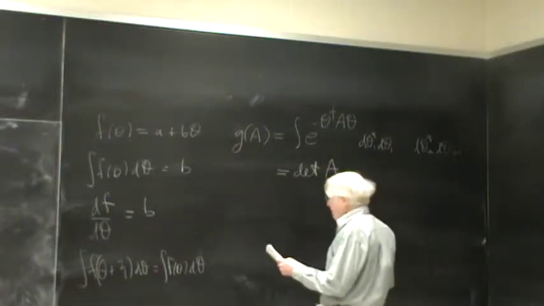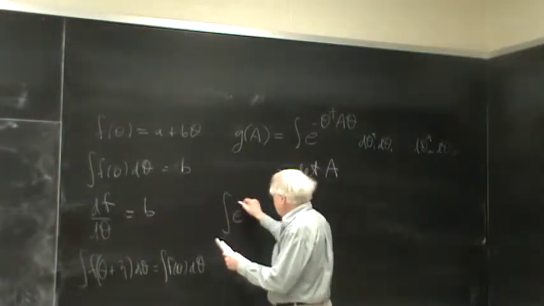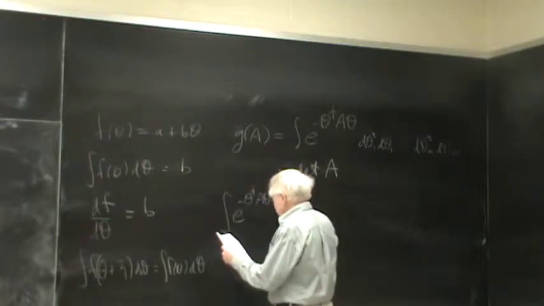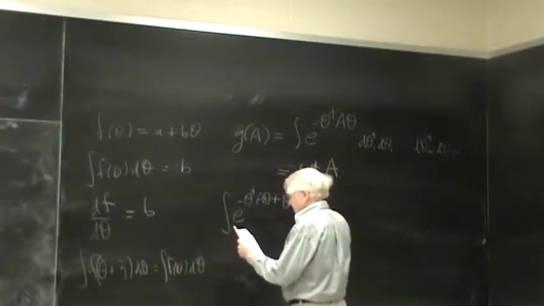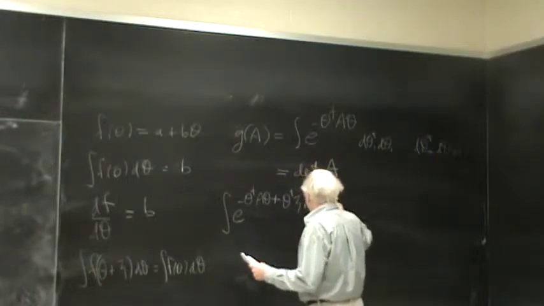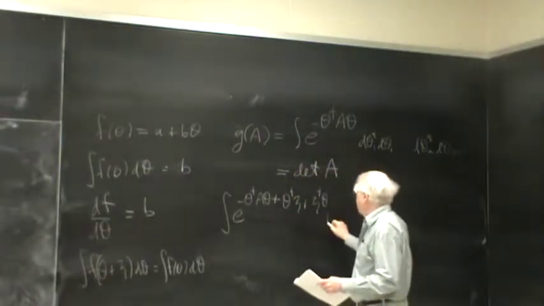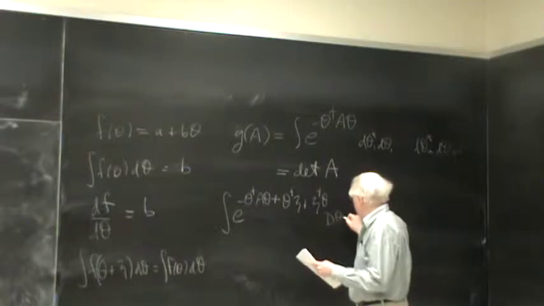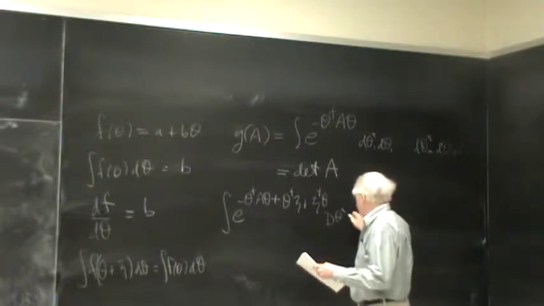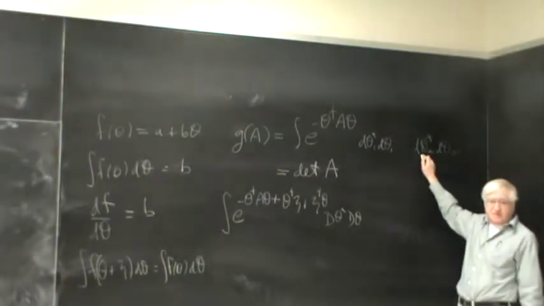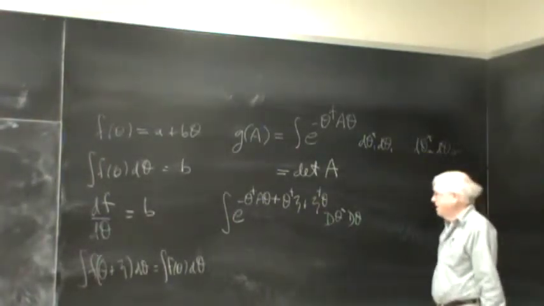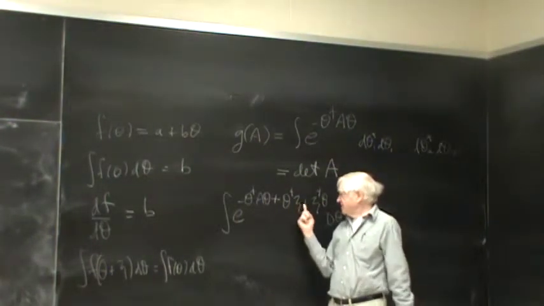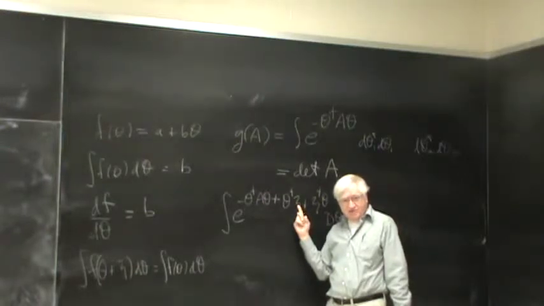Suppose we have the following. An integral of e to the minus theta dagger A theta plus theta dagger zeta plus zeta dagger theta. And then I'll just say, can I say d theta star d theta just to mean this product so that we don't have to write it this way every time? Okay. And inasmuch as this is even, I'm thinking of zeta as being Grassmann.